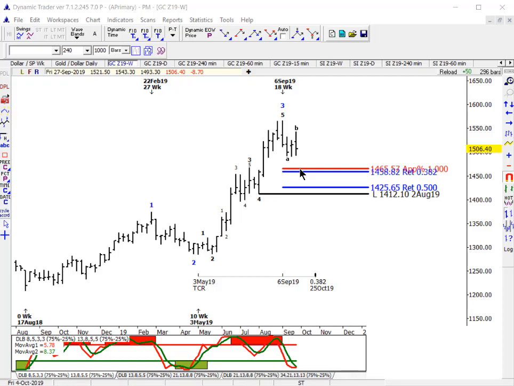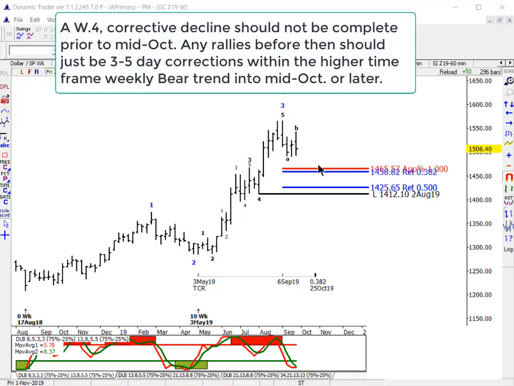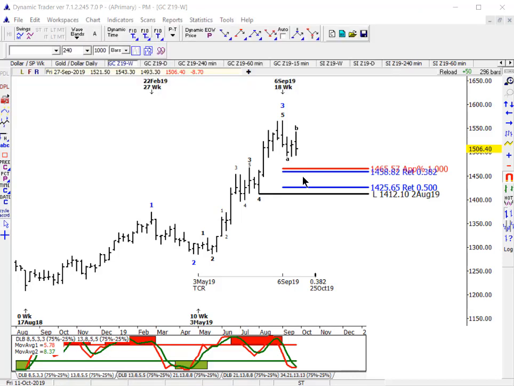So have we completed a corrective decline, getting ready to continue that bull trend? More than likely, no. More than likely, in Elliott wave terms, we've completed an A, and this past week was a wave B high, and we're going to be sideways to down for at least another 2 to 3 weeks. Our dynamic time projection is that this wave 4 correction should continue into the week ending October 25th. So I'm going to look at it about a week early. We'll say into mid-October. That's another 2 to 3 weeks sideways to down. And between now and then, any rally should just be a 3 to 5 day correction.